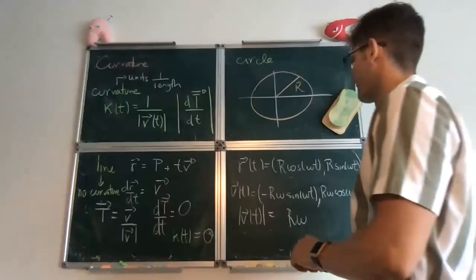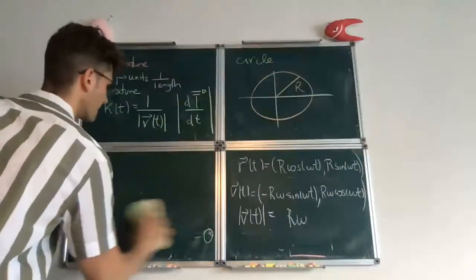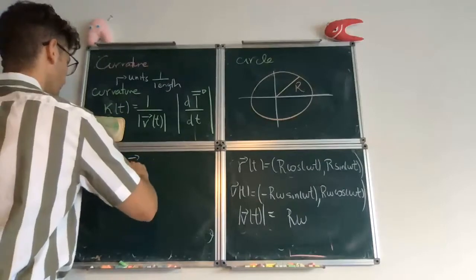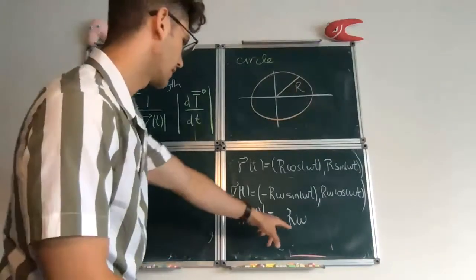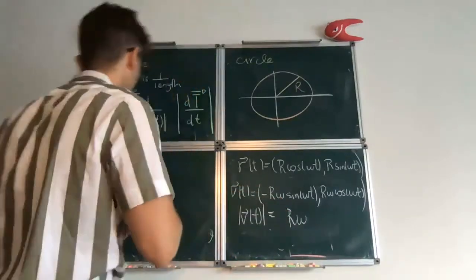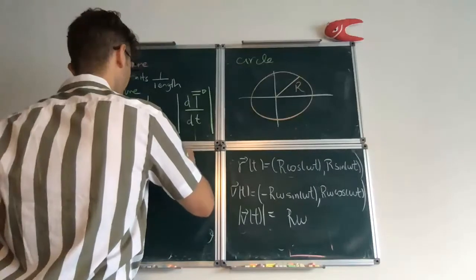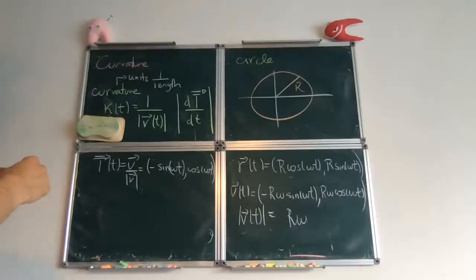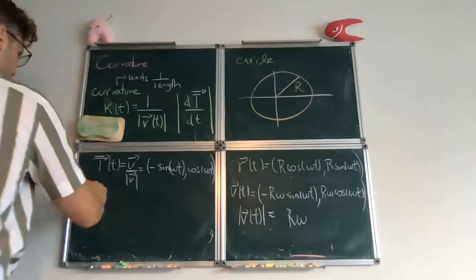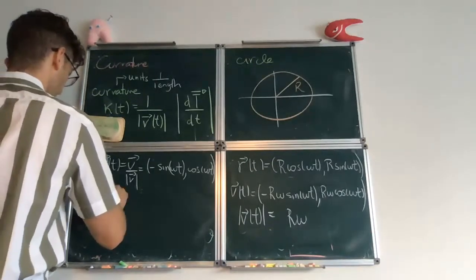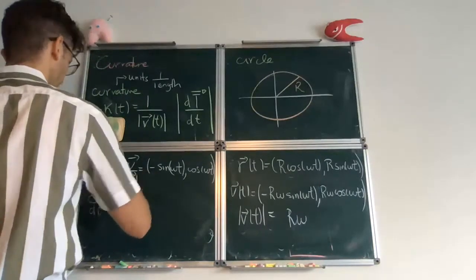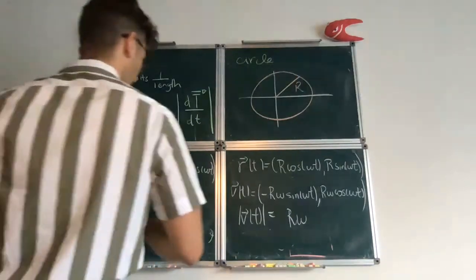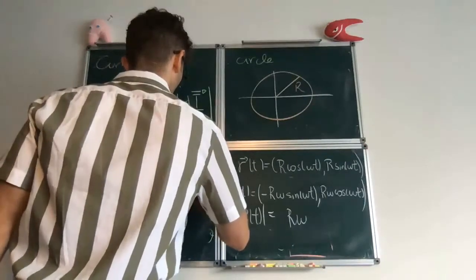And so the tangent vector, remember, is velocity over speed. So when you divide this by this, you can cancel the r omegas. So you just get minus sine omega t, cosine of omega t. And then the derivative of the tangent vector will be minus omega cosine of omega t, minus omega sine of omega t.